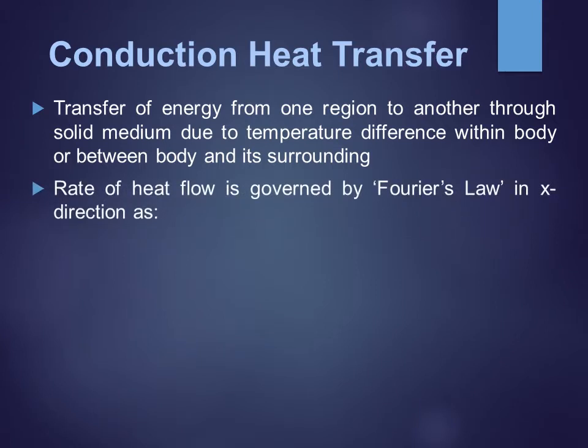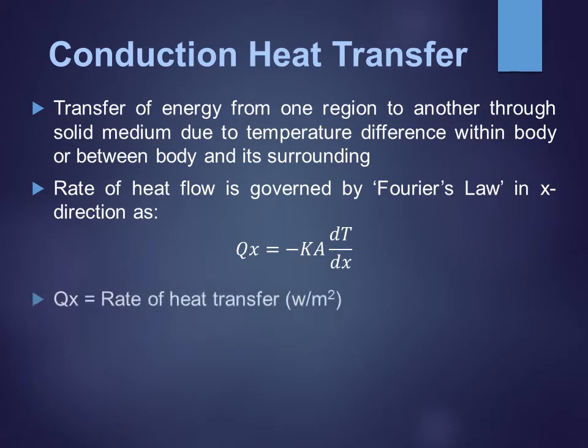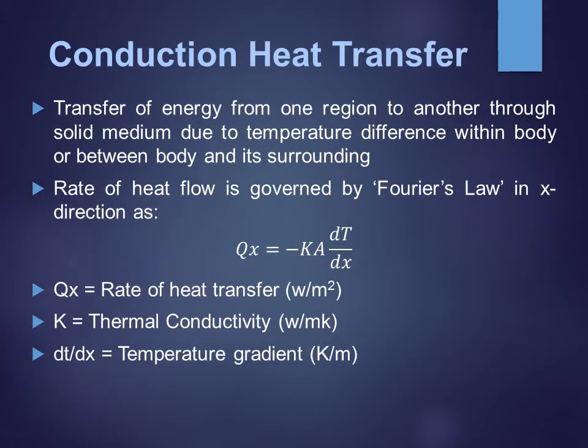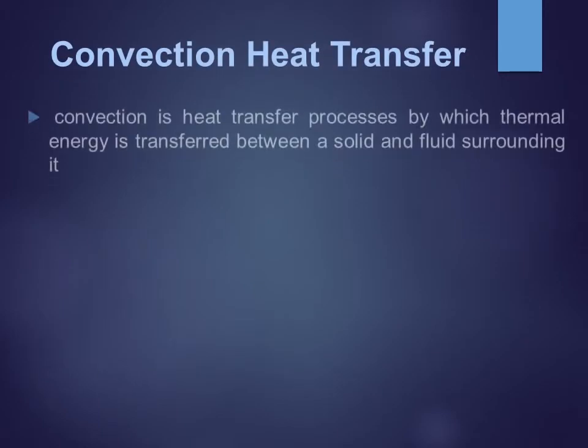Rate of heat flow is governed by Fourier's law in the x direction for conduction as Qx is equal to minus k into A into dT by dx. Now, Qx is the rate of heat transfer in watt per meter square, capital K is the thermal conductivity in watt per meter Kelvin, and dT by dx is the temperature gradient in Kelvin per meter.